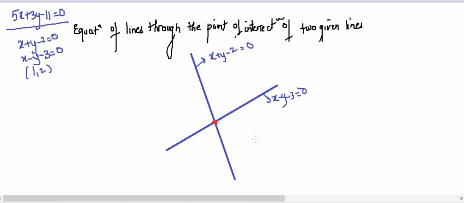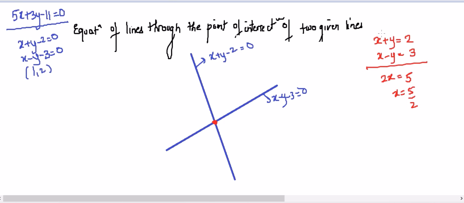The very first thing is, since we need to calculate the intersecting point of these, these two are simultaneous equations. To get the intersecting point of two lines, you need to solve them. So first we solve the simultaneous equations: x plus y equals 2 and x minus y equals 3. By the elimination method, if I add these two equations, I'll get 2x equals 5, so x is 5 over 2.